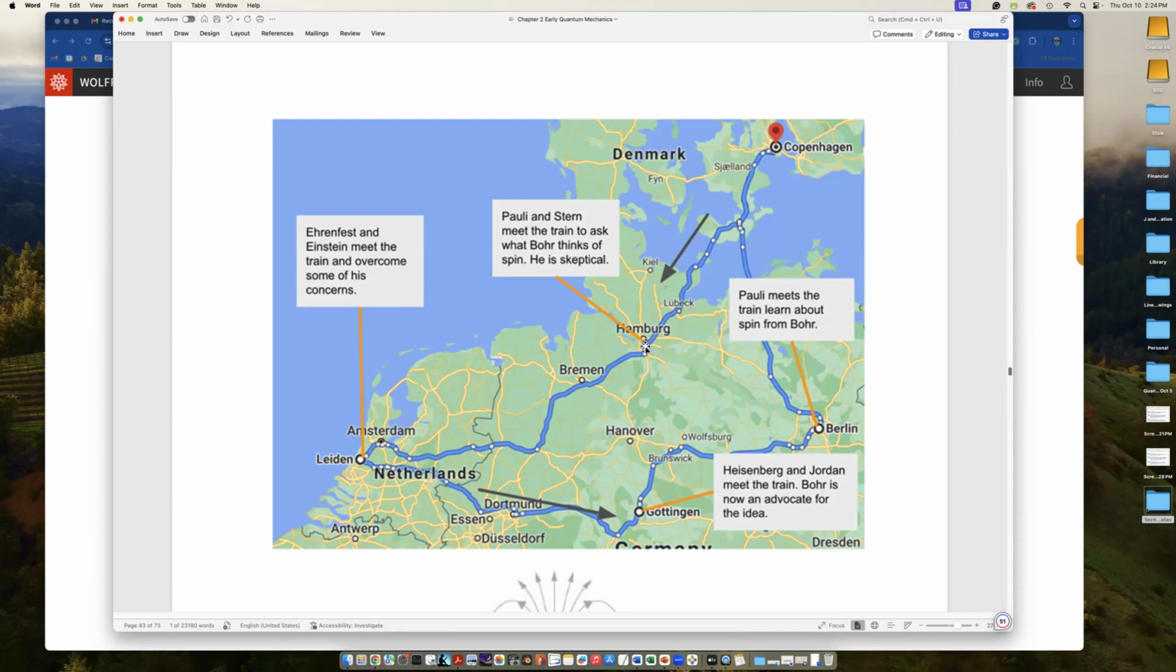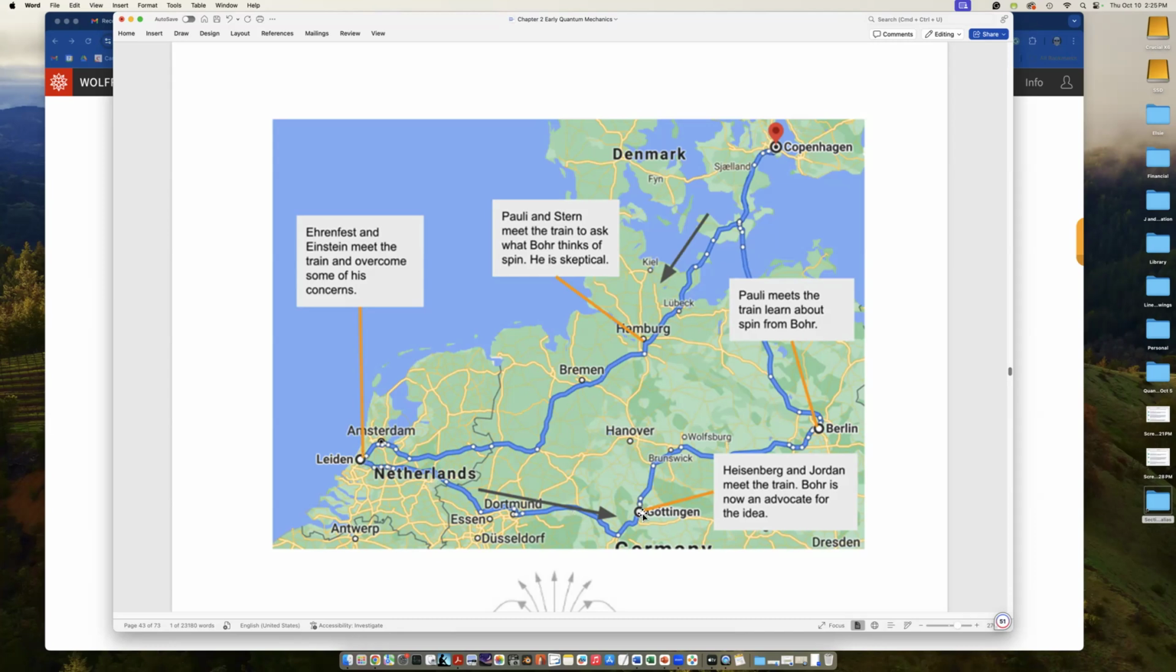So he got back on the train. And of course, as soon as he did that, people started writing letters to each other saying Bohr doesn't believe in spin. So Bohr goes to Leiden, which is near Amsterdam. Ehrenfest and Einstein were there. They meet Bohr on the train platform, and they said, what do you think of spin? And he said, well, there's a problem. It has to do with relativity. And Einstein said, I already solved that problem, and explained what he had done. And Bohr was convinced, hey, spin is a good thing.